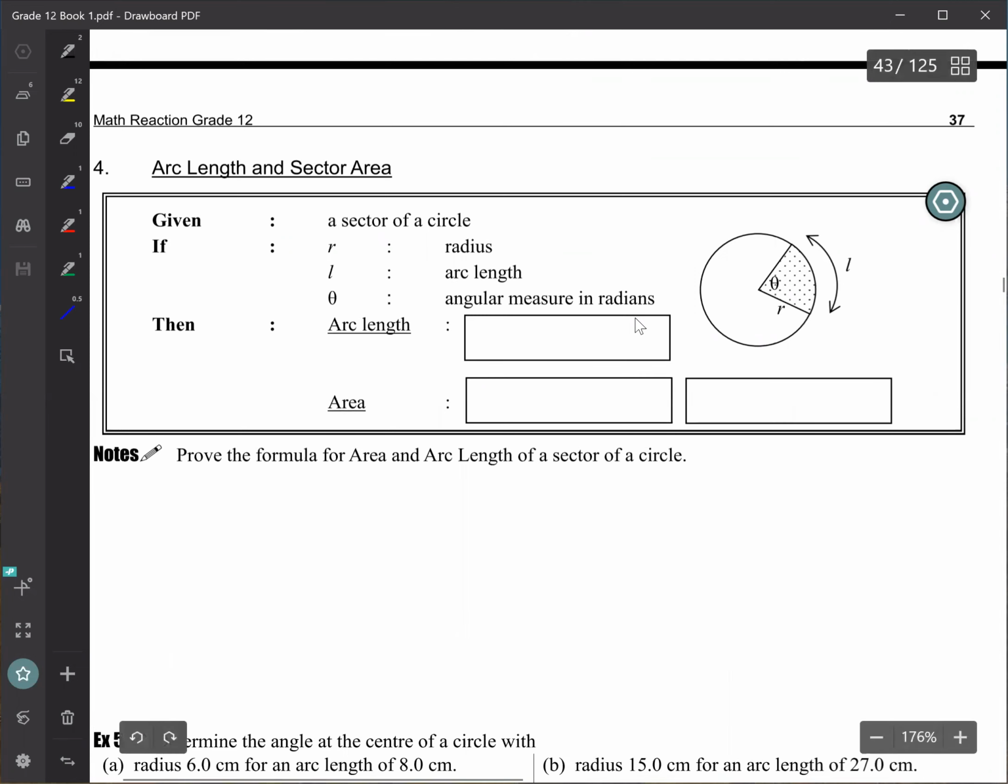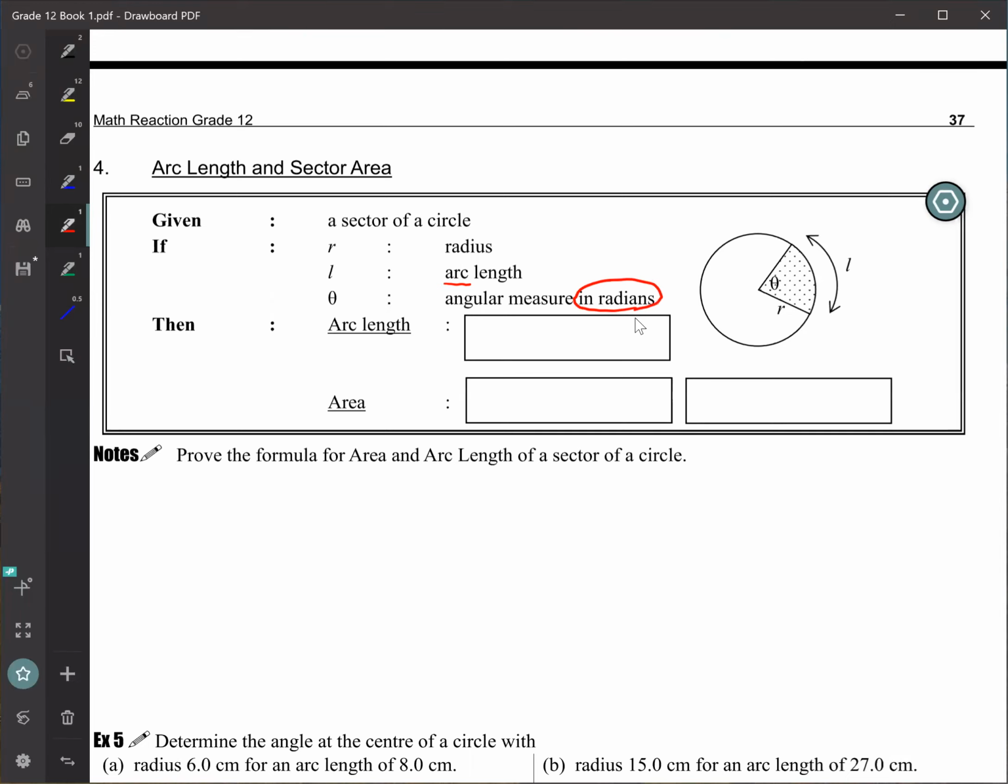So given a sector of a circle, the shaded part is called a sector of the circle. We have the radius, and then the length, L. L is the arc length. You can underline that, arc. And theta is the angular measure in radians. So this is very important, okay? It has to be in radians.